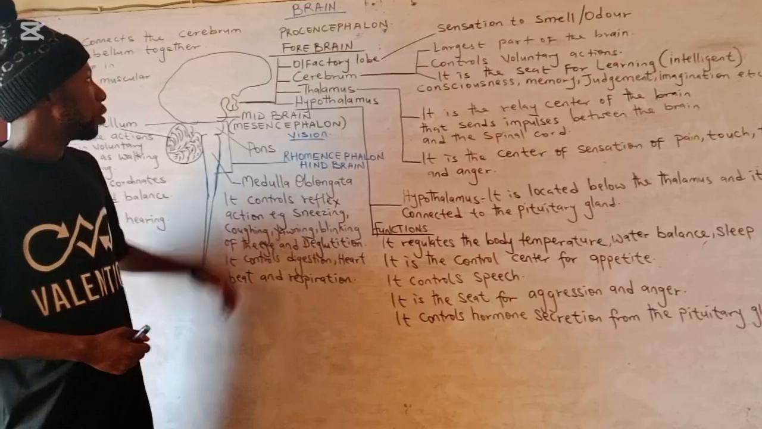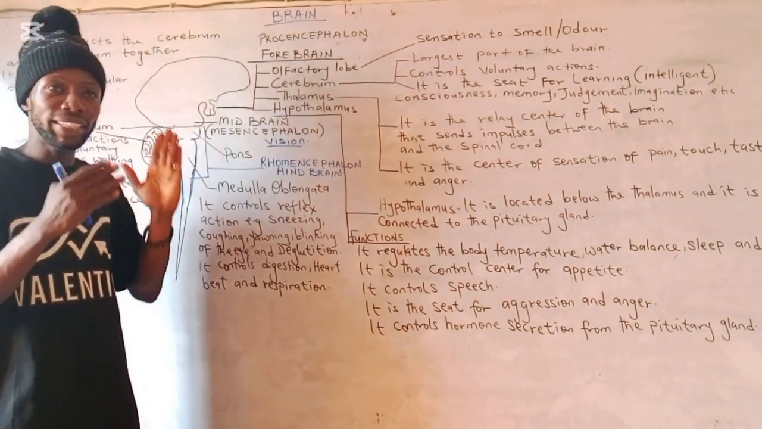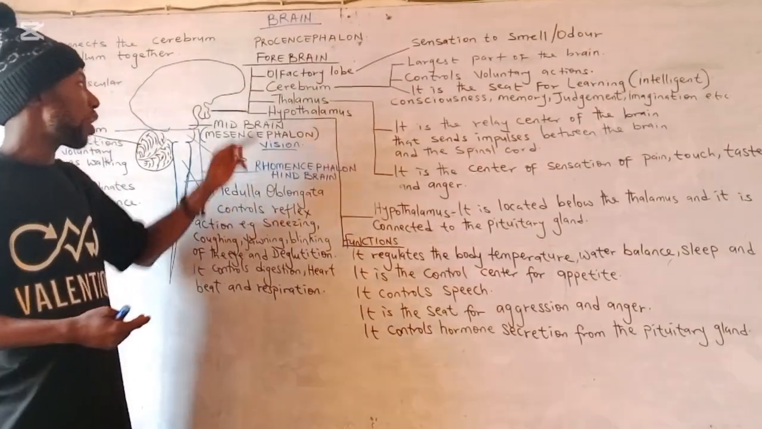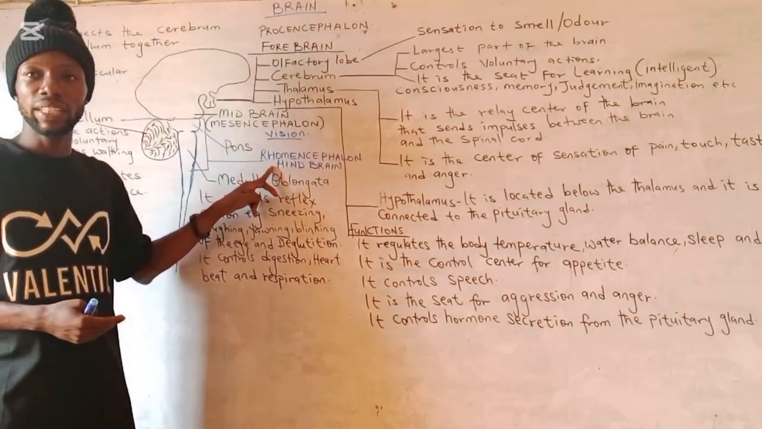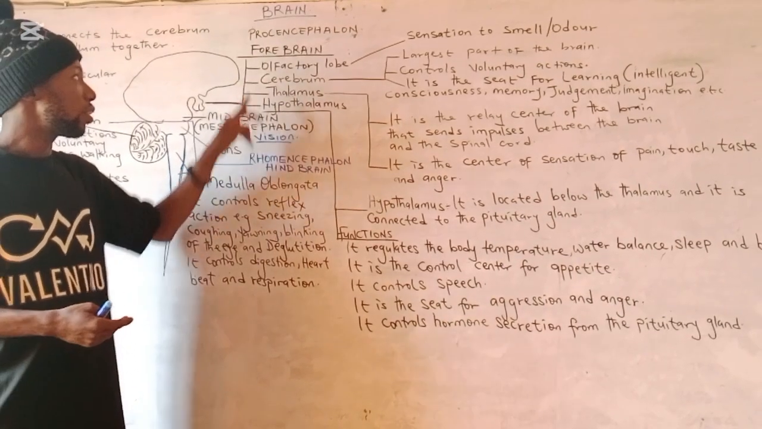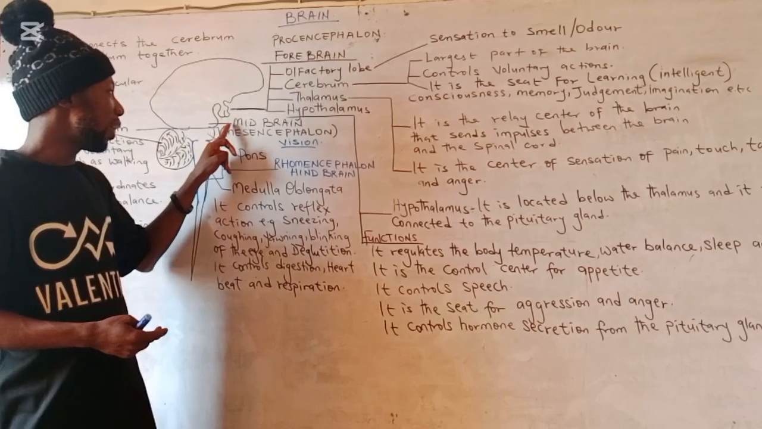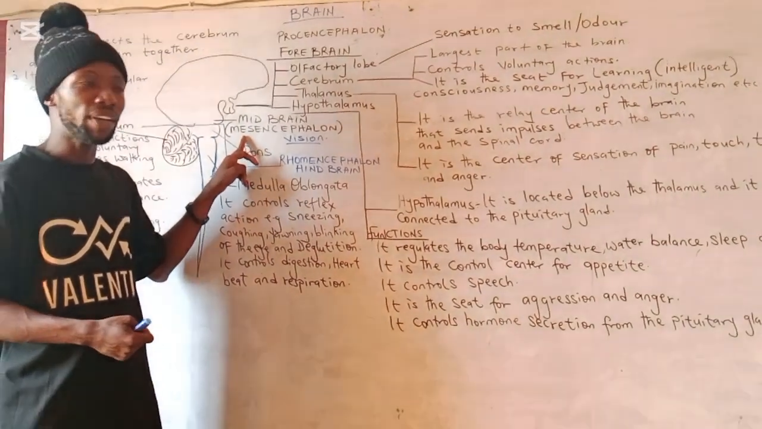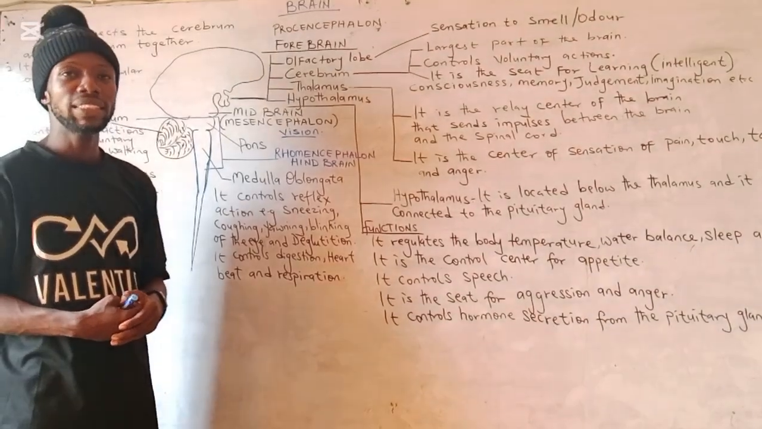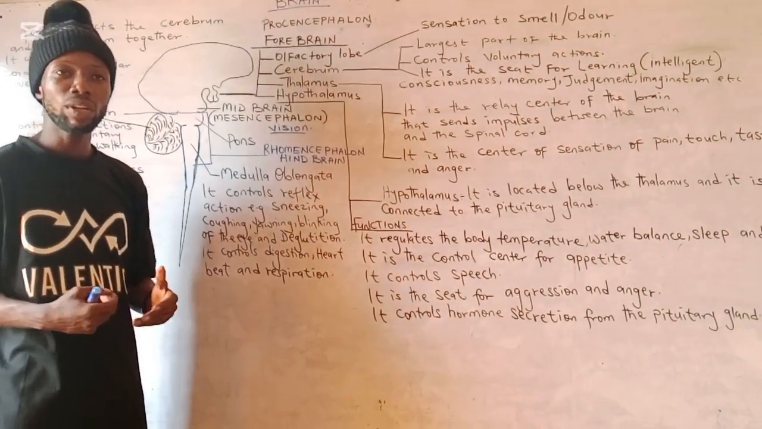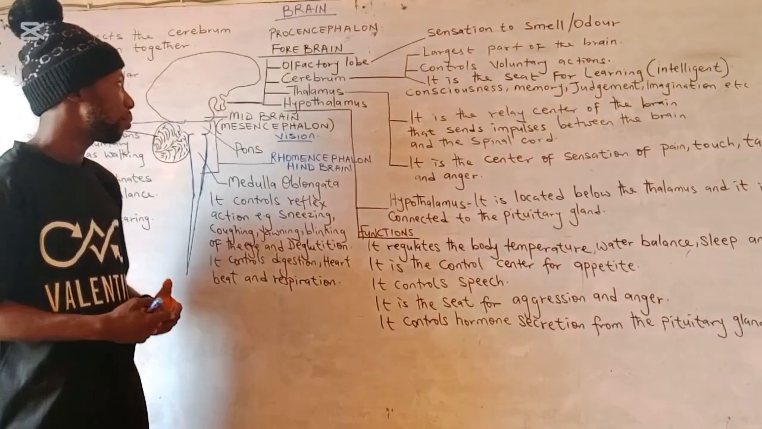Okay? So here we have the uppermost part of the brain. The human brain is divided into three different levels. We have the forebrain, the midbrain, and the hindbrain. The forebrain is known as prosencephalon, the midbrain is known as mesencephalon, and the hindbrain is known as rhombencephalon. Now, let's look at the structures we have in different levels of the brain.